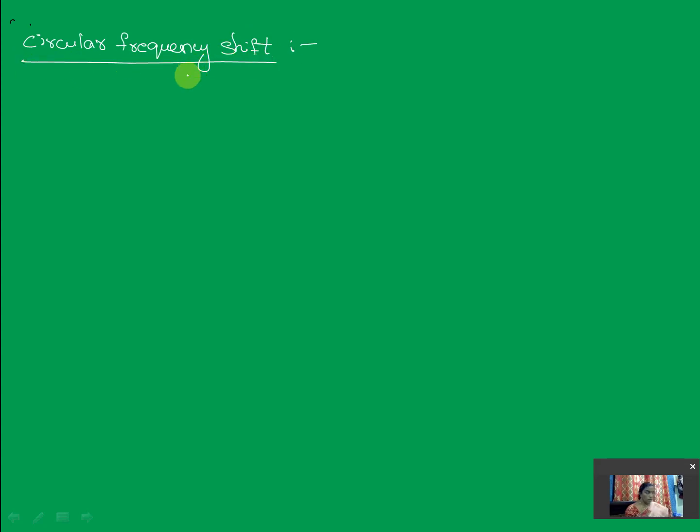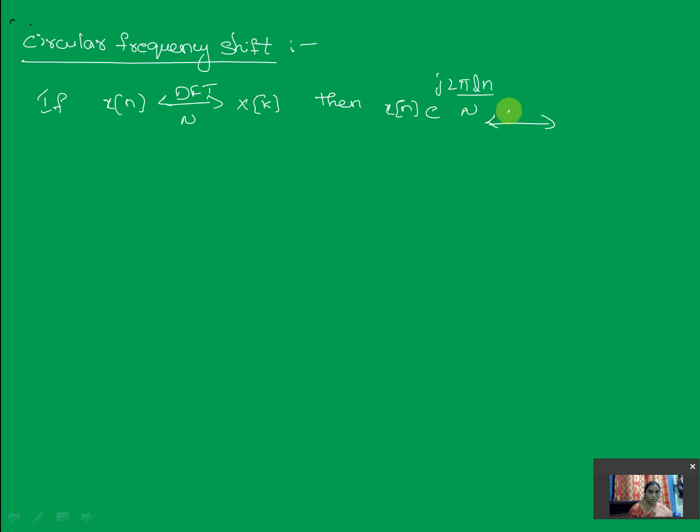So we have seen time shifting of a sequence in the DFT, that is also circularly time shifting. So here also the next property, what is that? Circular frequency shift, DFT property, right? Now the statement is, if x of n has the DFT x of k, then x of n times e power j2 pi l n by N has the N point DFT x of k minus l modulo N, right?